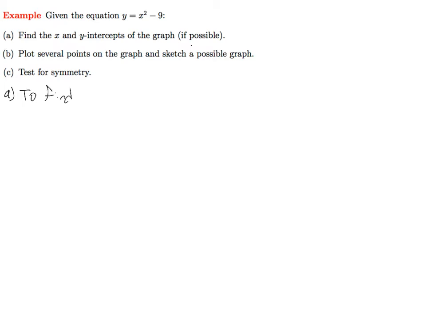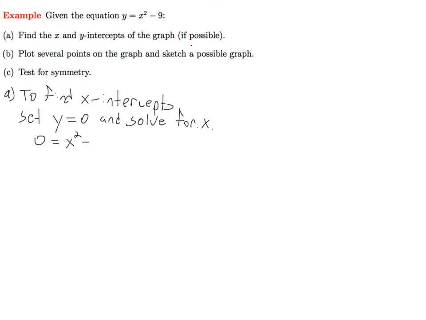So in A, if we want to find x-intercepts, that means we set y equal to 0 and solve for x. Okay, this is what we do in general. So in this case, we would set y equal to 0. Now we have the equation 0 is equal to x squared minus 9. And so to solve this, for example, we can add 9 to both sides, and that would give us x squared is equal to 9.